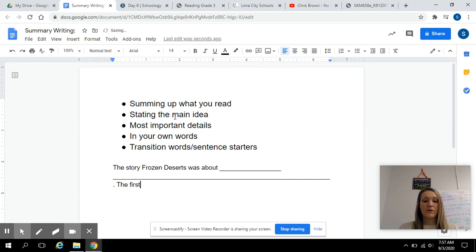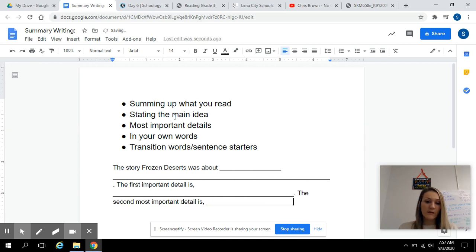So you could say what was the first most important detail, and then you could start and say the second most important detail is. Okay. And then you need to do the last one. You need to give me 3 important details, and then you need to conclude it. What could you say to wrap up this whole thing? What could you say about the Frozen Deserts? Okay, so you would say in conclusion. Okay, go ahead and do that summary.